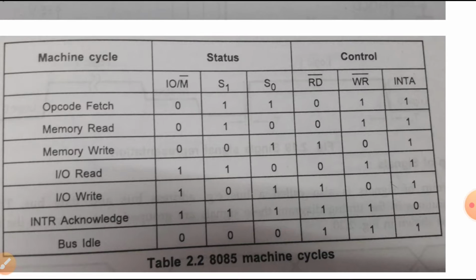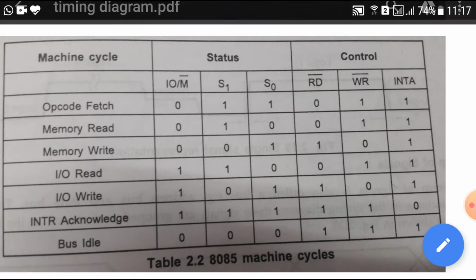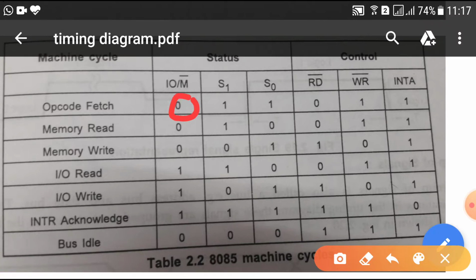Suppose it is opcode fetch. Opcode fetch is always done with the memory. IO/M is negatively activated, so this is 0, and S1 is 1, S0 is 1. Read signal will be 0 because we are doing the reading process. Write signal is deactivated, it is 1. INTA has no relevance in this particular case, so it is 1. So this is the way.